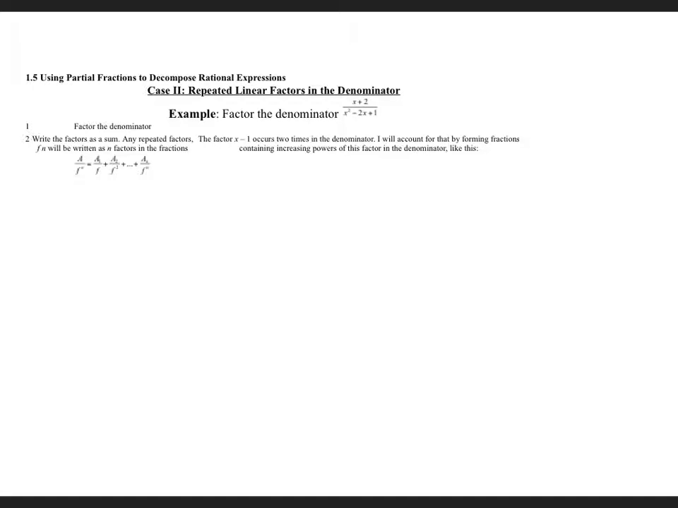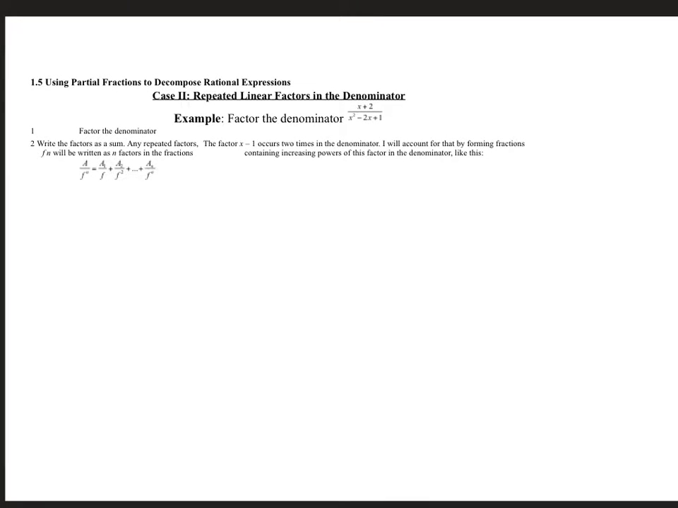So here we are looking at how to decompose rational expressions with repeated linear factors in the denominator. If you look at this denominator here, if I factor it out, I need two numbers I can multiply to get positive 1, so the product is equal to 1, and the sum is equal to negative 2. And those numbers have to be negative 1 and negative 1.